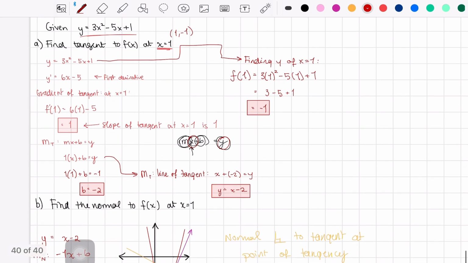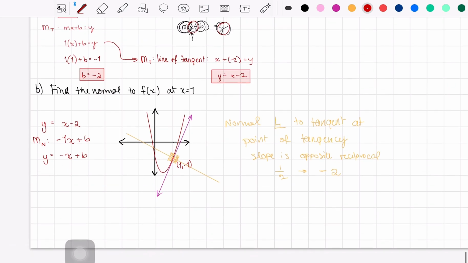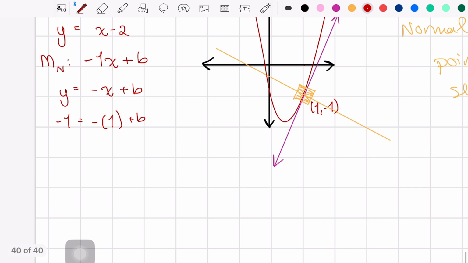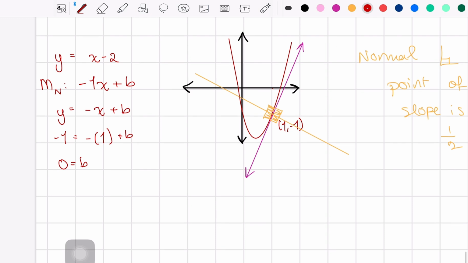So we're going to do the same thing we did over here. We're going to use (1, -1). So -1 equals -1 plus b. Now we add 1 to both sides. We get 0 equals b. And our line is actually going to be y equals -x, because we have no b. And yeah, that's basically it.